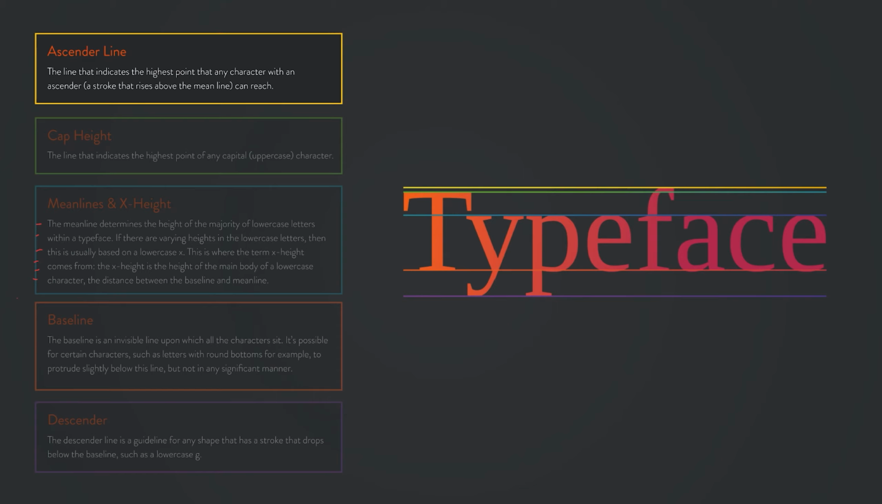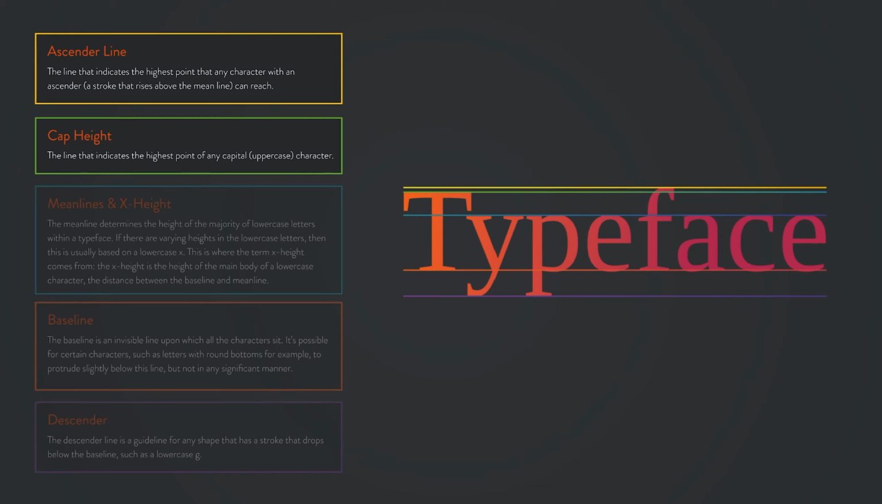For example, we have first the ascender line. This is the line that indicates the highest point of any character with an ascender. An ascender is a stroke that rises above the mean line. Now, the mean line is what we'll go on to next. But essentially, as you can see, this F here has a section which extends past the top of all of the other shapes, okay? And it ascends past that guidance line. That's why it's called an ascender.